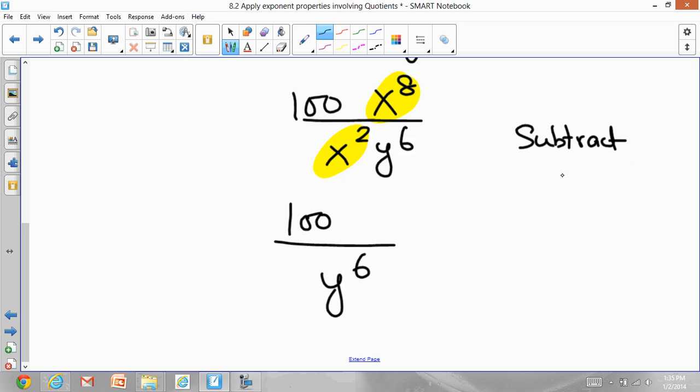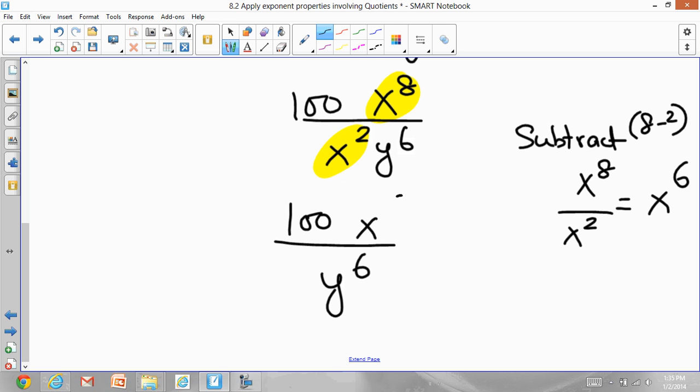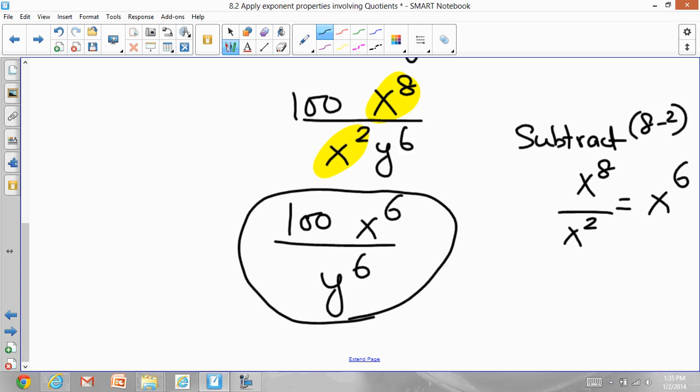So what I'm going to do is, I'm going to take my x to the power of 8, x to the power of 2, and I'm going to end up getting x to the power of 6. 8 minus 2 is what you're subtracting. So this will change to x to the power of 6. And this will be the final simplified version.